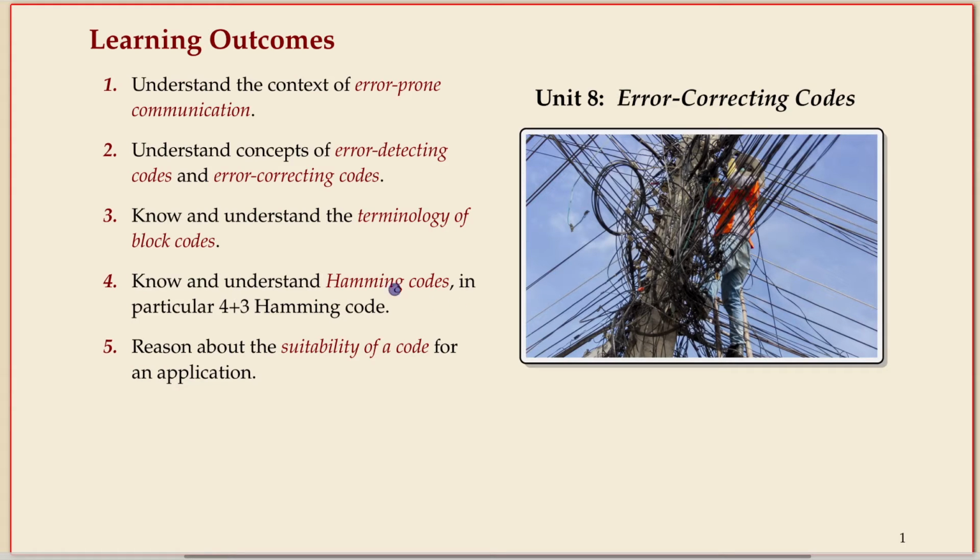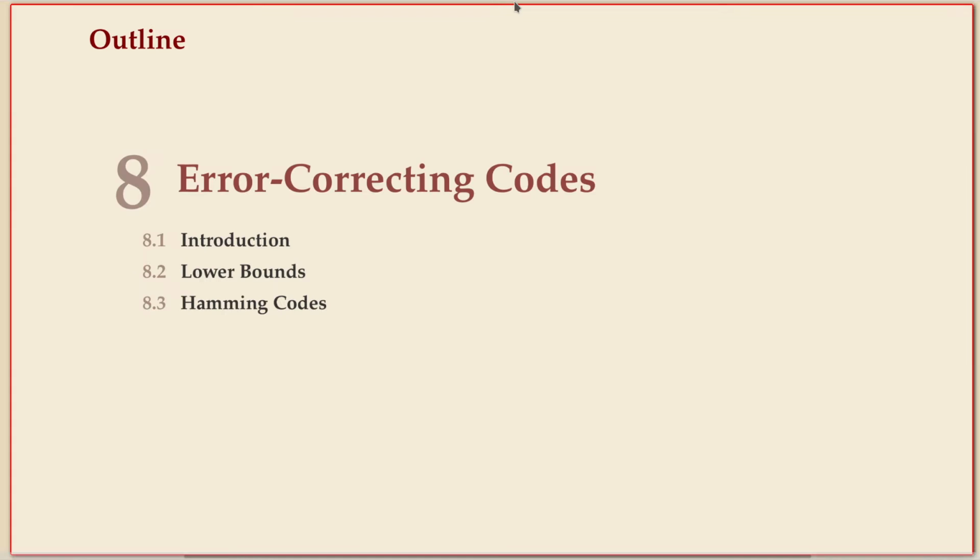We'll look at certain examples. Block codes is the general theme. Hamming codes is the concrete one that we will look at. And we will argue a little bit about when or when not such a code is applicable. The unit has 3 short sections, a bit of introduction, and then the lower bound side first this time, and then the Hamming codes as a way to achieve some parts of this.